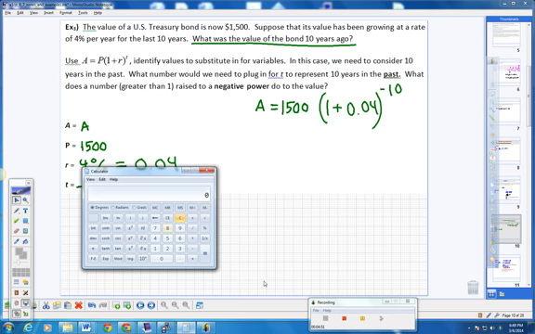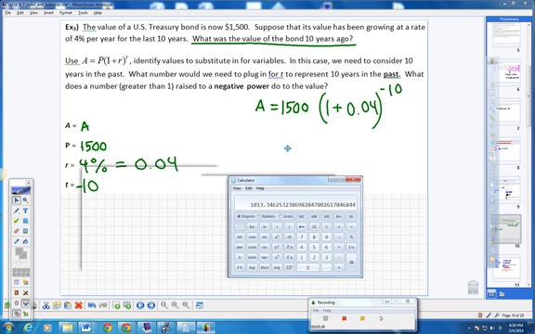Boy, did I mess that one up. I'm going to pause it. Alright, now that I have that inputted correctly, raised to the negative 10th power, we do get that same value, about $1,013.35. So again, I just wanted to review that particular problem with you and how to find the value 10 years in the past. Thank you very much for watching, and I hope you learned something.